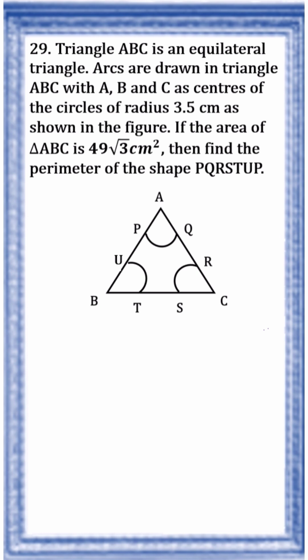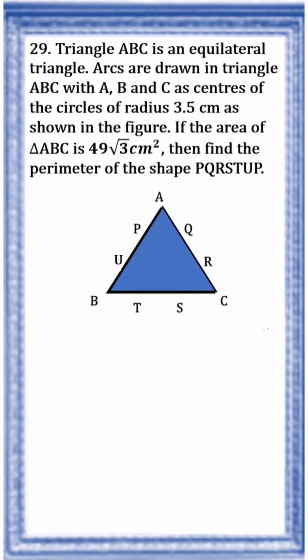Triangle ABC is an equilateral triangle. Arcs are drawn in triangle ABC with A, B and C as centers of circles of radius 3.5 cm, as shown in the figure. If the area of triangle ABC is 49 root 3 cm square, then find the perimeter of the shape PQRSTUP. First, let us shade the area whose perimeter we have to calculate.